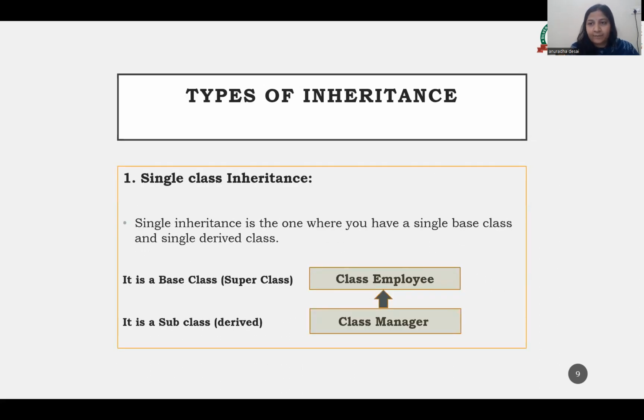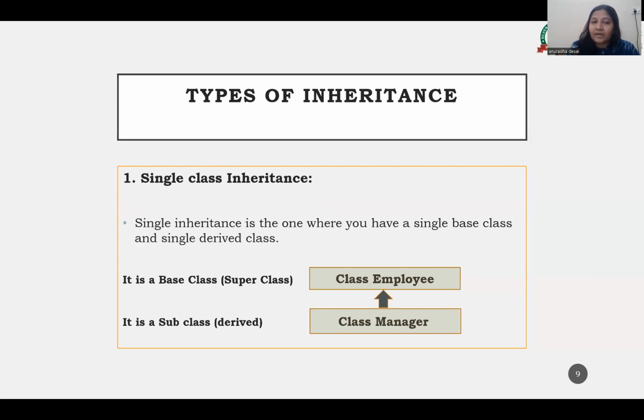Now we will see different types of inheritance. The first one is single class inheritance. Single inheritance is the one where you have a single base class and a single derived class. For example, a class Employee and a class Manager. My derived class here is class Manager, and my class Employee is my superclass, my base class. So what is single inheritance? In single inheritance, a class is allowed to inherit from only one class. That is, one derived class is inherited from one base class only.